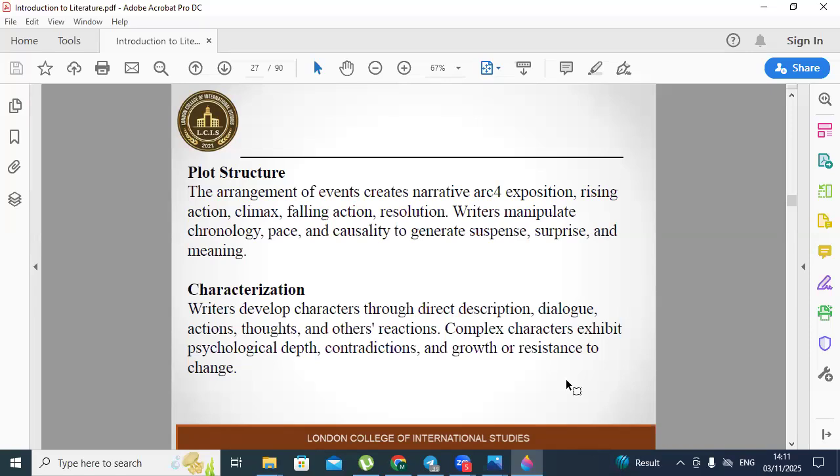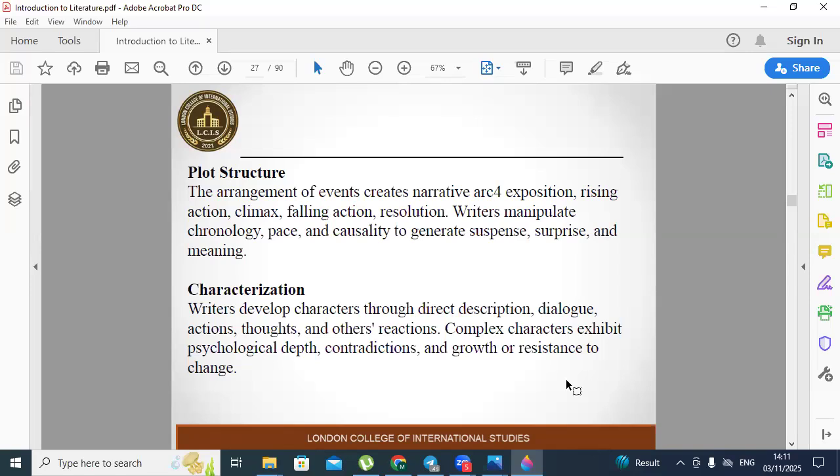However, writers manipulate chronology, pace, and causality to generate suspense, surprise, and meaning. Some stories begin in medias res, in the middle of things, then flash back to earlier events. Some stories use non-linear chronology, jumping between time periods. Some stories play with pace, racing through years in a paragraph, then spending pages on a single conversation. These choices aren't arbitrary; they serve the author's artistic purposes.